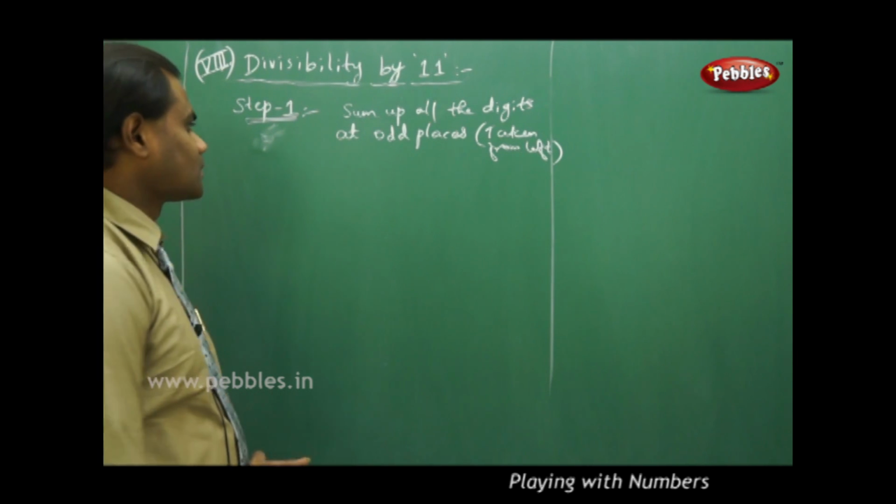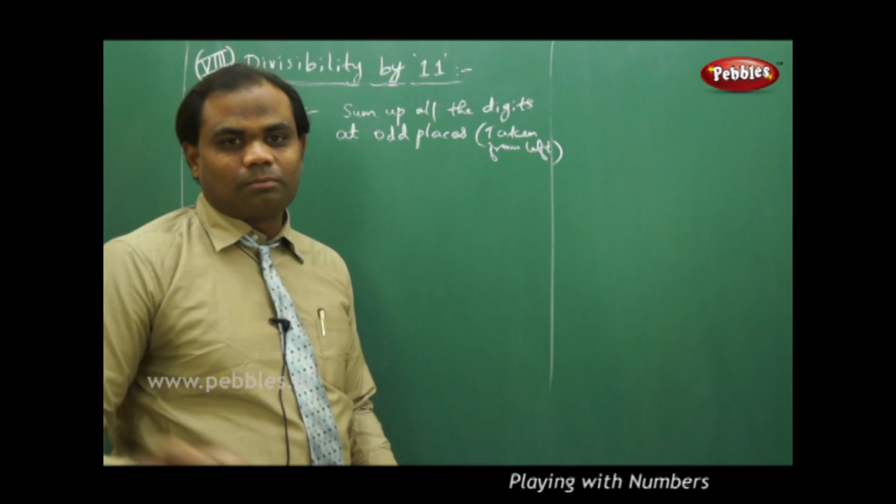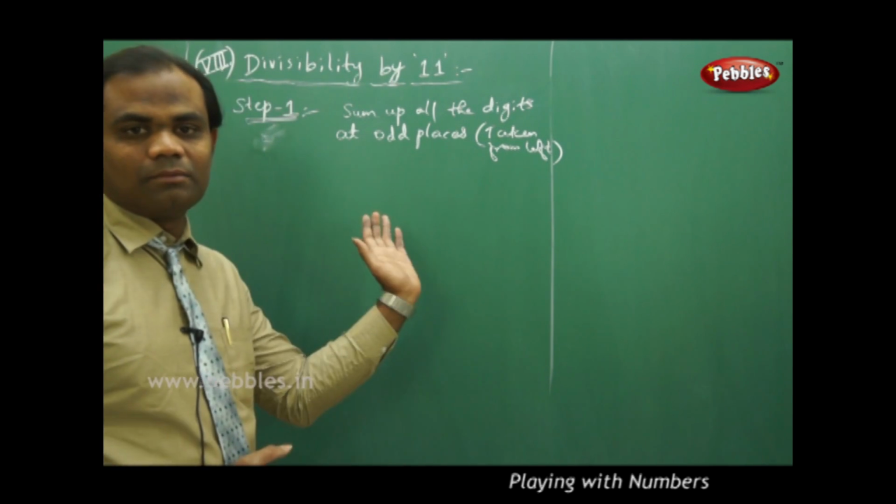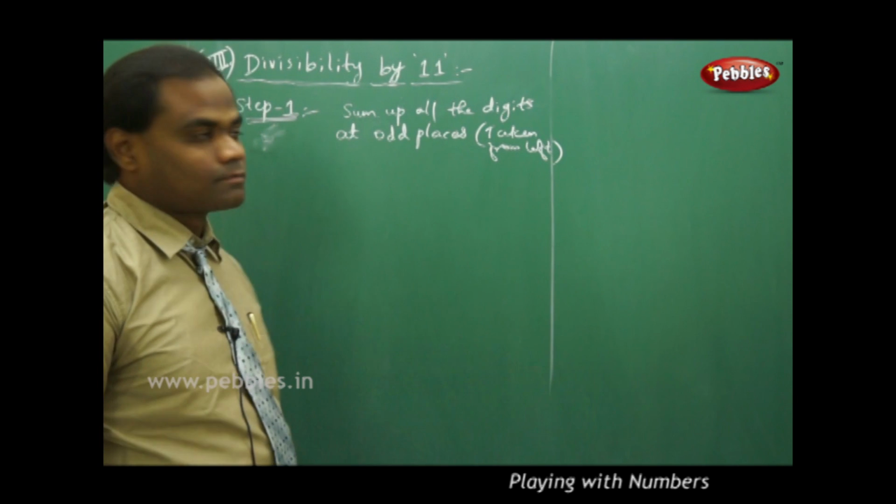This is my step 1. I sum up all the digits which are picked from the odd places: first place, third place, fifth place, seventh place, etc., taken from left to the right.